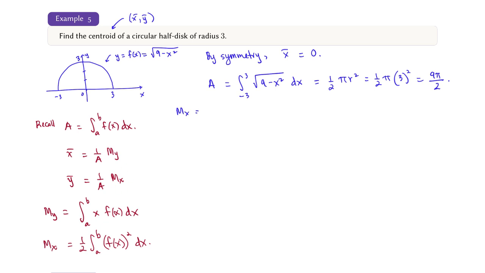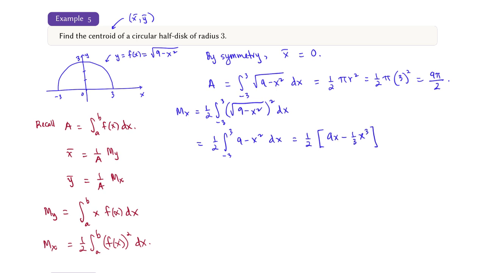We have x bar already, so we only need to find the moment about the x-axis, which is the integral of 1/2 from -3 to 3 of the function squared dx. But the square root of the square will cancel out. So we have 1/2 the integral from -3 to 3 of 9 minus x squared dx. The antiderivative of 9 with respect to x is 9x, and the antiderivative of x squared is x to the third over 3. Evaluate from -3 to 3.